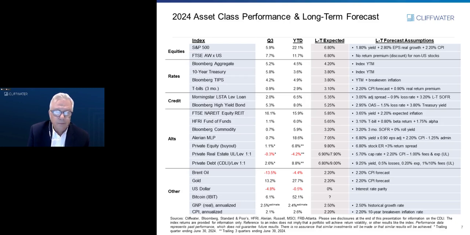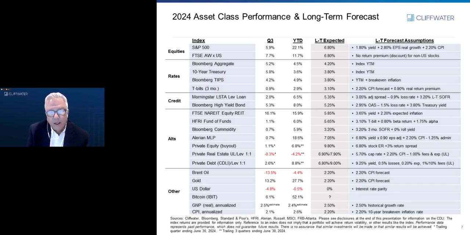Quiet in terms of the credit markets. The Morningstar LSTA index up 2%, 6.5% for the year, basically running along at coupon levels. High yield bonds have done a little bit better, largely because they're fixed rate, have some duration risk, which has helped that asset class vis-a-vis the Morningstar leveraged loan index.